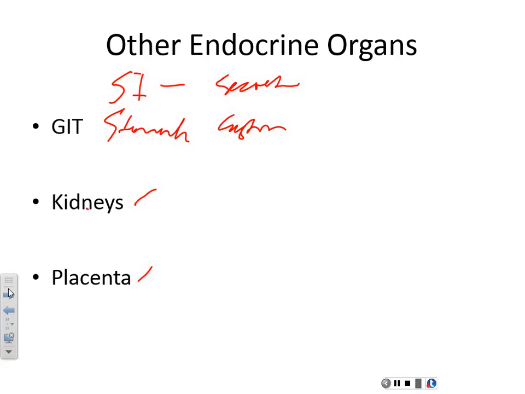And then the placenta, we know about it. It produces first human chorionic gonadotropin, which maintains pregnancy by maintaining the corpus luteum, and then it will also start to produce progesterone and so forth, and estrogen, which maintains the lining of the uterus. So we know about that.